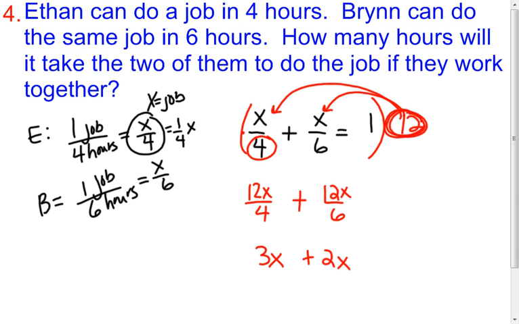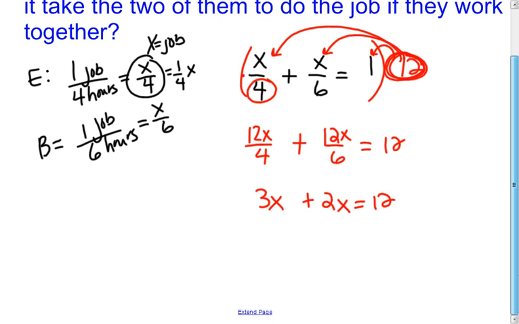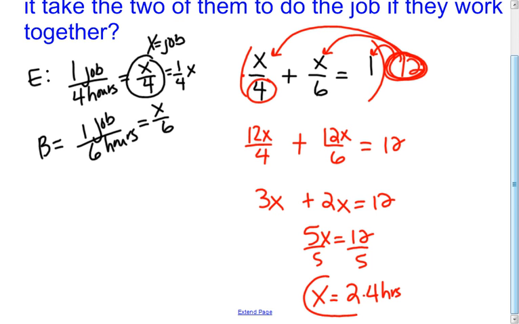And don't forget, really common mistake, to take 12 times 1 and get 12. And from here on out, it's not so bad. So 3x plus 2x is 5x equals 12. Divide by 5. And x comes out to be 2.4 hours. And lots of people will think that's 2 hours and 40 minutes. It's not. It's 2.4 hours, which is actually 2 hours and 24 minutes. 0.4 of 60 minutes is 24 minutes. But 2.4 hours is just fine.